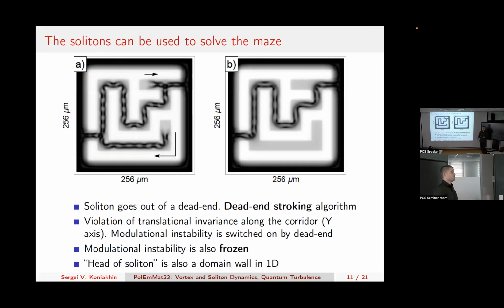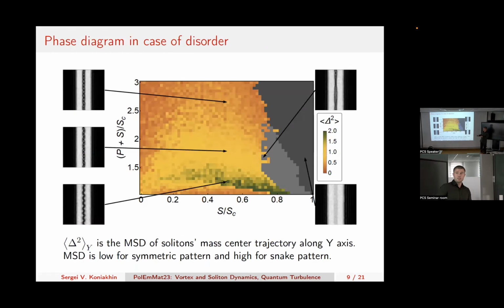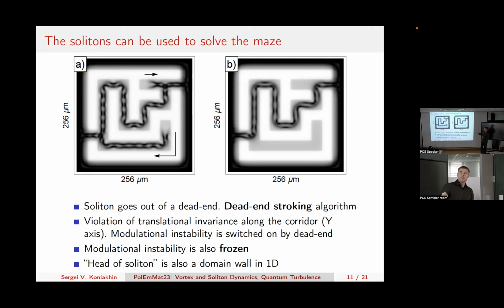Another important property of the proposed configuration is the realization of the dead-end seeking algorithm for more complicated geometry of the corridor. Here this dead end violates the translational invariance of the system, and this perturbation switches on the formation of a modulational instability, like you see. Then, by increasing the support intensity and driving it into the regime of a limit cycle, the heads of the solitons start repelling from the dead ends, and so this maze is automatically solved.